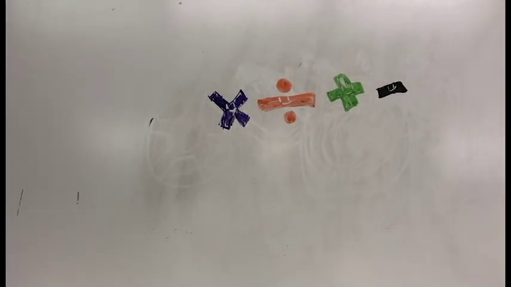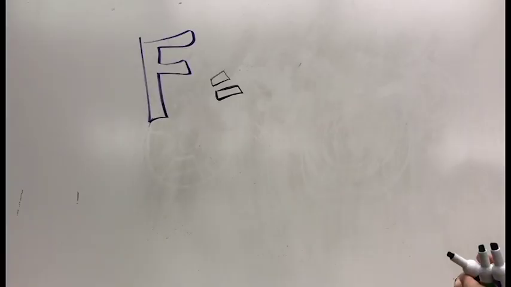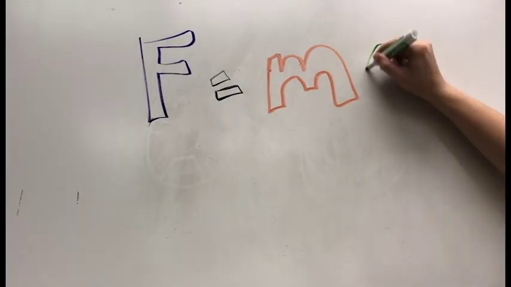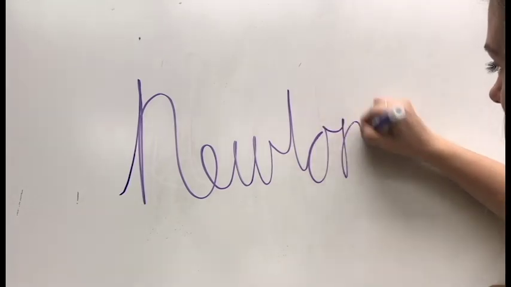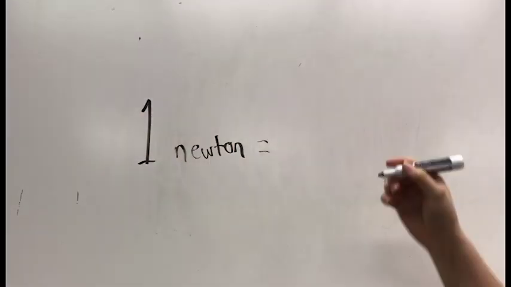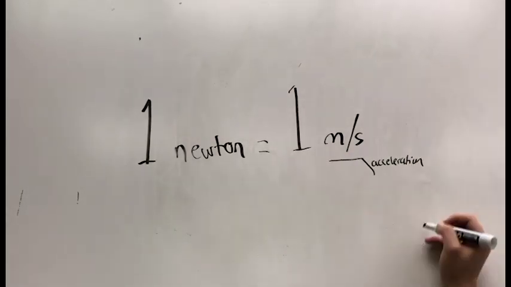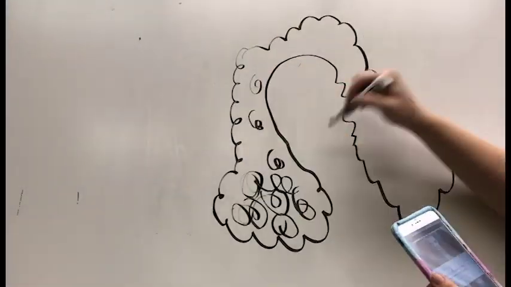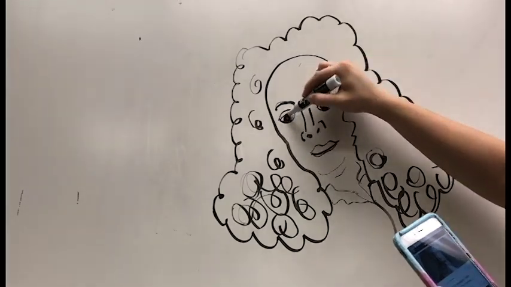So how are we supposed to calculate applied force? Well, the equation that we're going to be using for this is force equals mass times acceleration. Force is measured in newtons, and 1 newton is equal to the amount of force required to accelerate an object at a rate of 1 meter per second, every second. And newtons are named after Sir Isaac Newton.